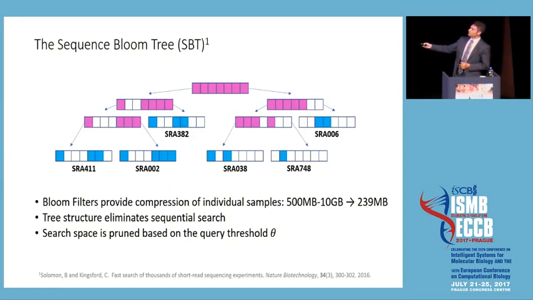the descendant experiments. So when we query this tree, we take the k-mers in our transcript and hash them into the bloom filter. If the number of k-mers present in the bloom filter is less than our cutoff threshold, then we can prune this entire subtree. And this prevents us from having to sequentially search every experiment to see whether the transcript is present.